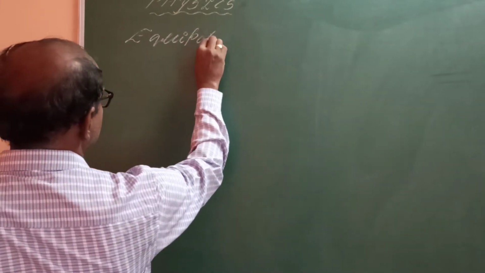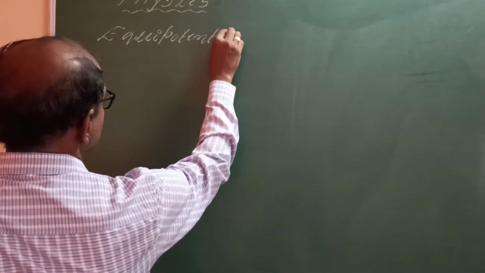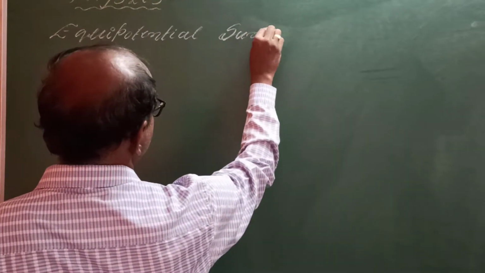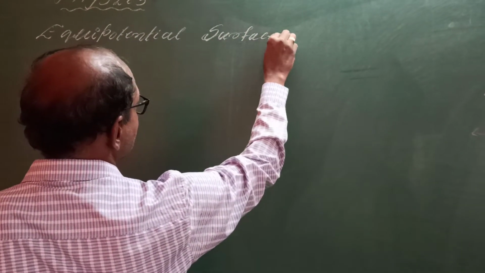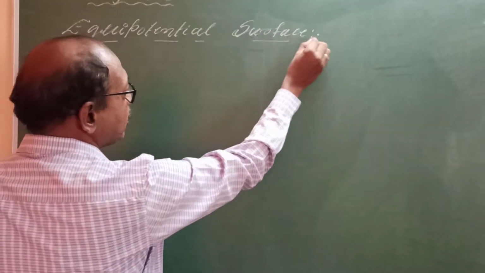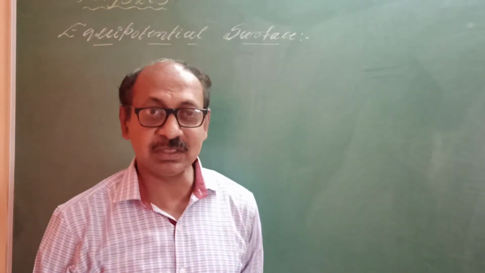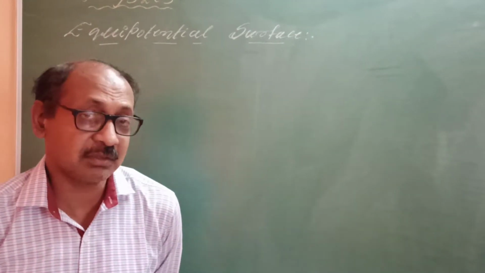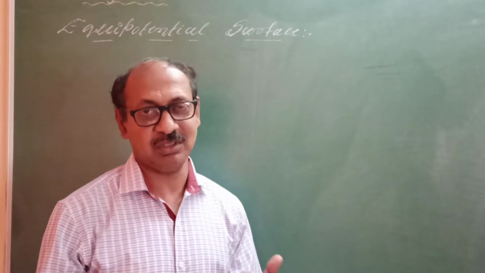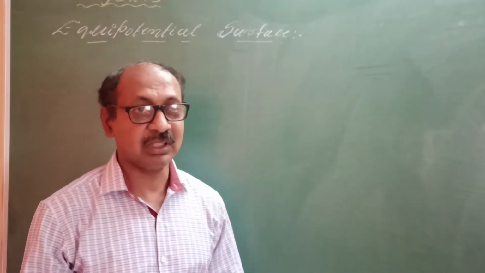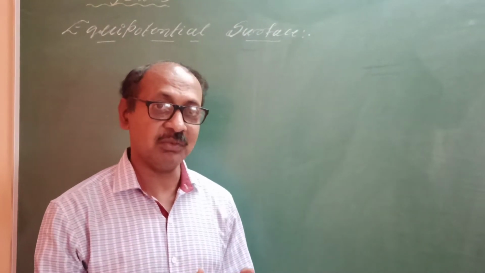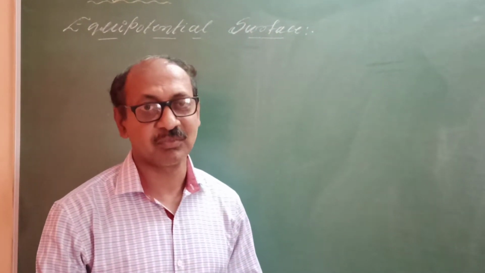Equipotential surface. So what is this equipotential surface? An equipotential surface is any surface which has the same potential, or we can say equal potential, then we can call it an equipotential surface.